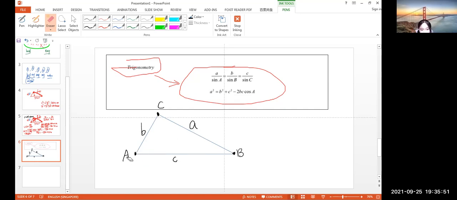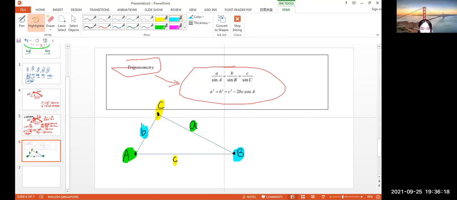So if you label your A here, the opposite side to the point A, right? So this is point A, right? The opposite side to the point A is your small letter a side. Therefore, this point C, then the side is c. Of course, this point B, the small letter b side is this one. So far so good? 可以吗?